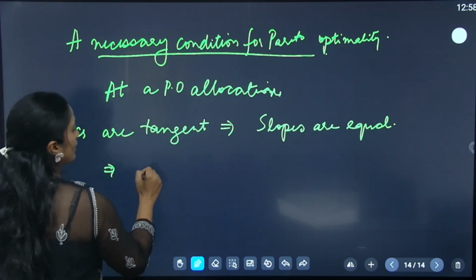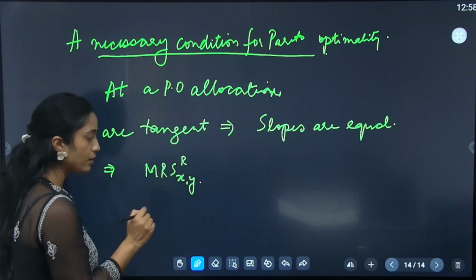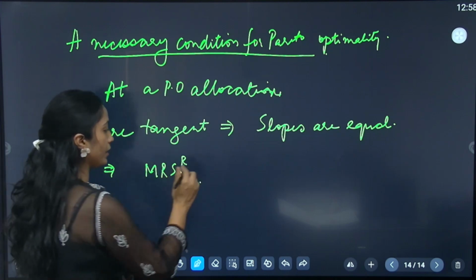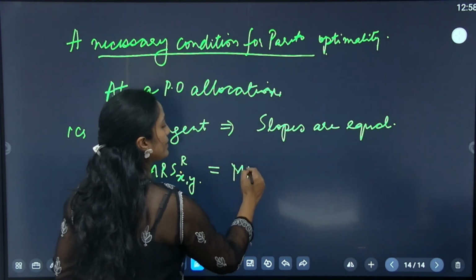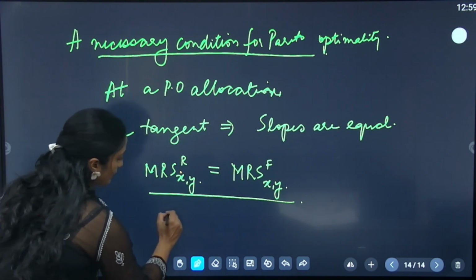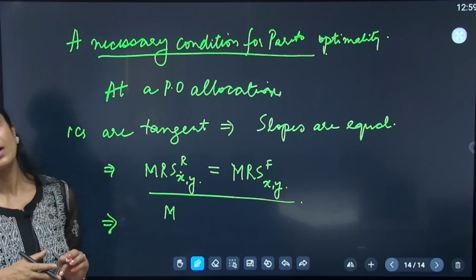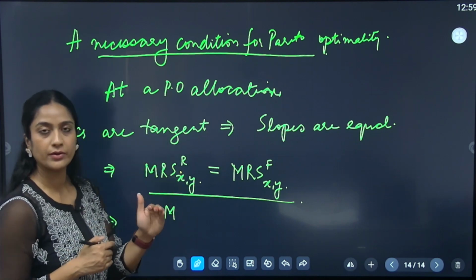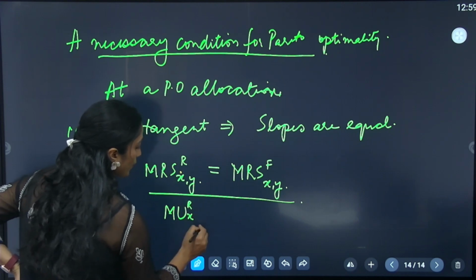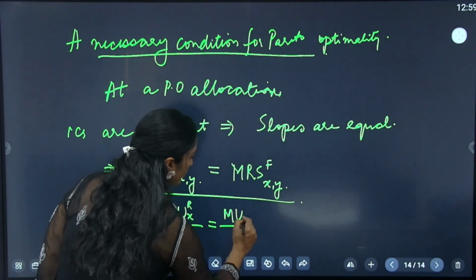And this in turn means that the marginal rate of substitution between X and Y for Rahul, so the superscript is for the consumer, the subscript is for the two goods that we have in the economy, the marginal rate of substitution for Rahul is the same as the marginal rate of substitution for Fiza. And this in turn implies that, so we know that the marginal rate of substitution is the slope of an indifference curve, and this is also equal to the ratio of the marginal utilities of the two goods. So this essentially means that the marginal utility of X for Rahul upon the marginal utility of Y for Rahul is the same as the ratio of marginal utilities of X and Y for Fiza.